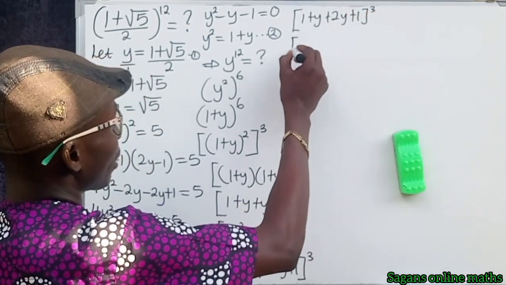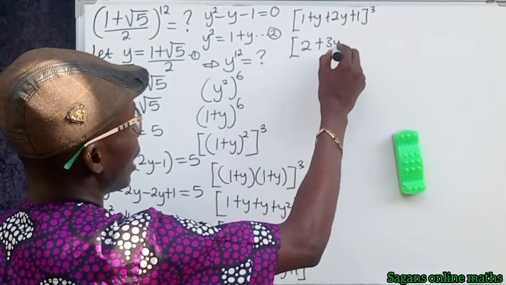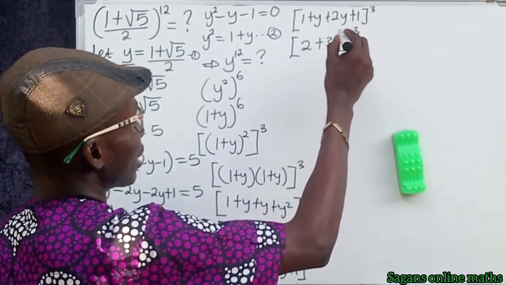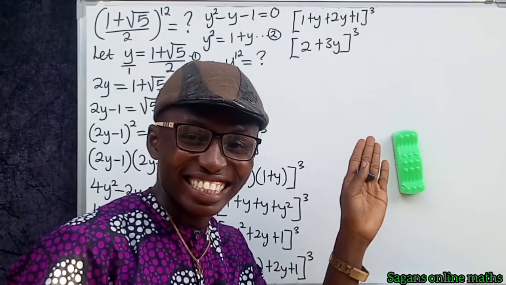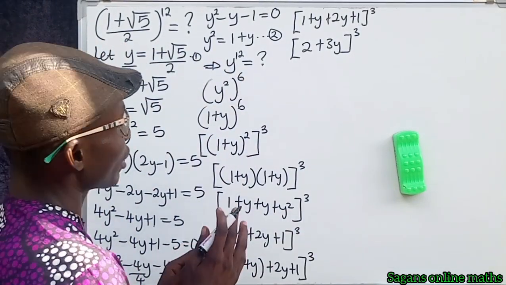So we're going to have this bracket: 1 plus 1 is going to give us 2, plus 3y, all to the power of 3. Wow, this is amazing. Okay, so what are we going to do? Now let's obey one of the properties.